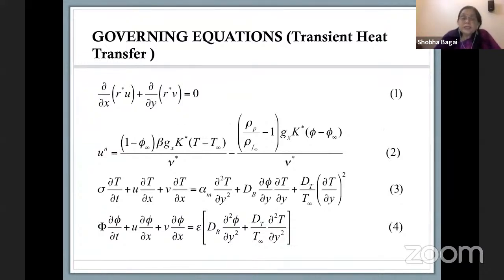So the equations that govern them: equation 1 is of course your continuity equation, right? These are under the assumption that your density variations are very small, so there are no density variations. So the terms which include the derivative of rho, either with respect to time t or with respect to x, are neglected. Equation 2 is a simplified momentum equation. Simplified in the sense that it has been obtained by using the Boussinesq approximation and considering the Darcy flow.